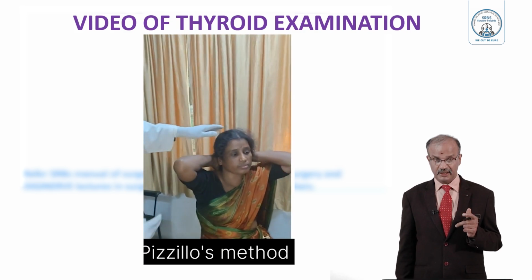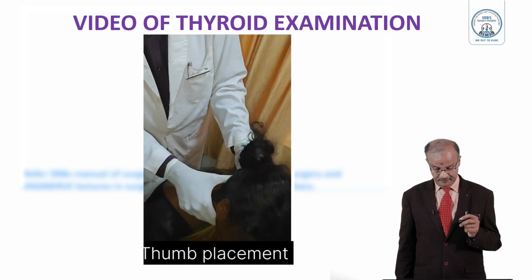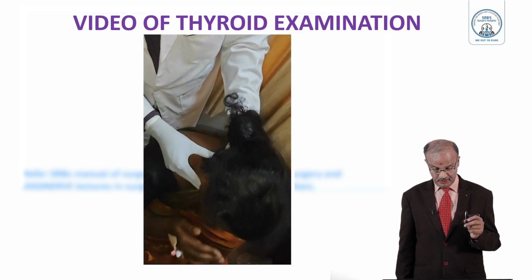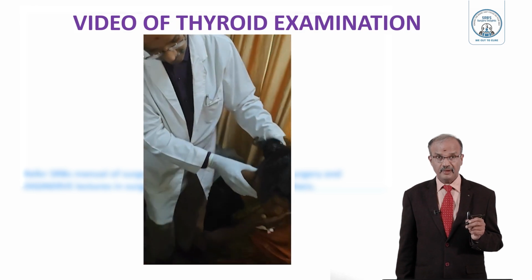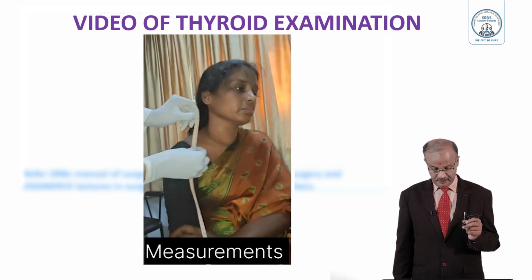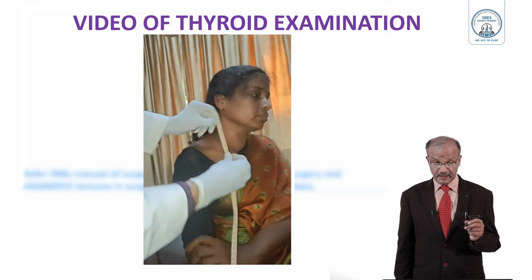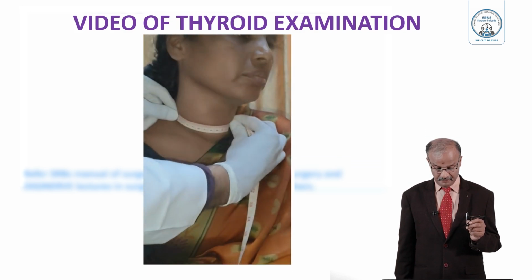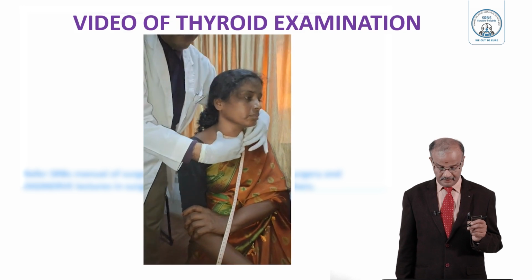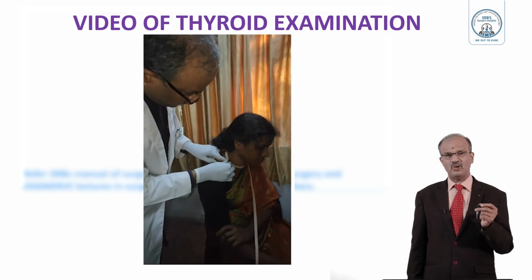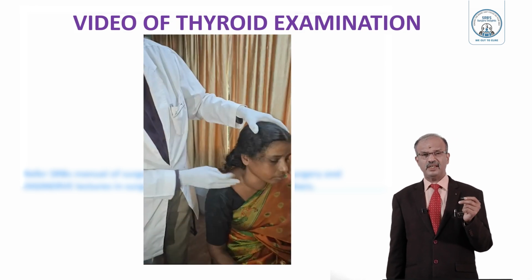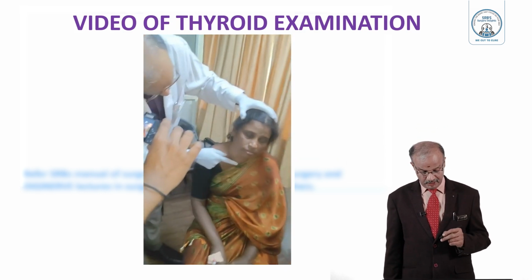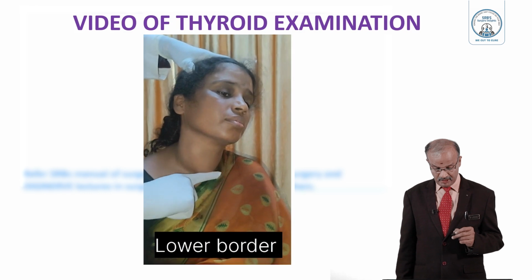And Pizzillo's method, that is. The thumb should be placed over the external occipital protuberance. Measurement: the entire gland should be measured, remember. After the circumference, when you are not operating and are monitoring the thyroid swelling at regular intervals, maybe monthly, then measure and keep it. Crile's method, the lower border is important.